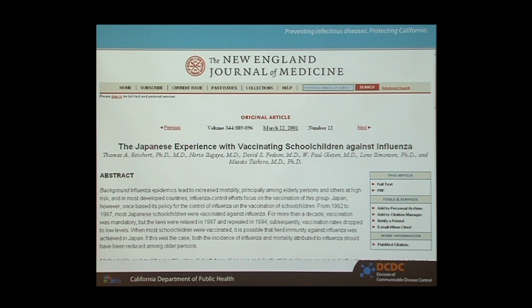In Japan, from 1962 to 1987, there was a law that all Japanese school children had to be vaccinated against influenza. And many people were interested in what would happen with influenza as a whole if you vaccinate that population that seems to be the nidus for infection in a community. And so it was really interesting.